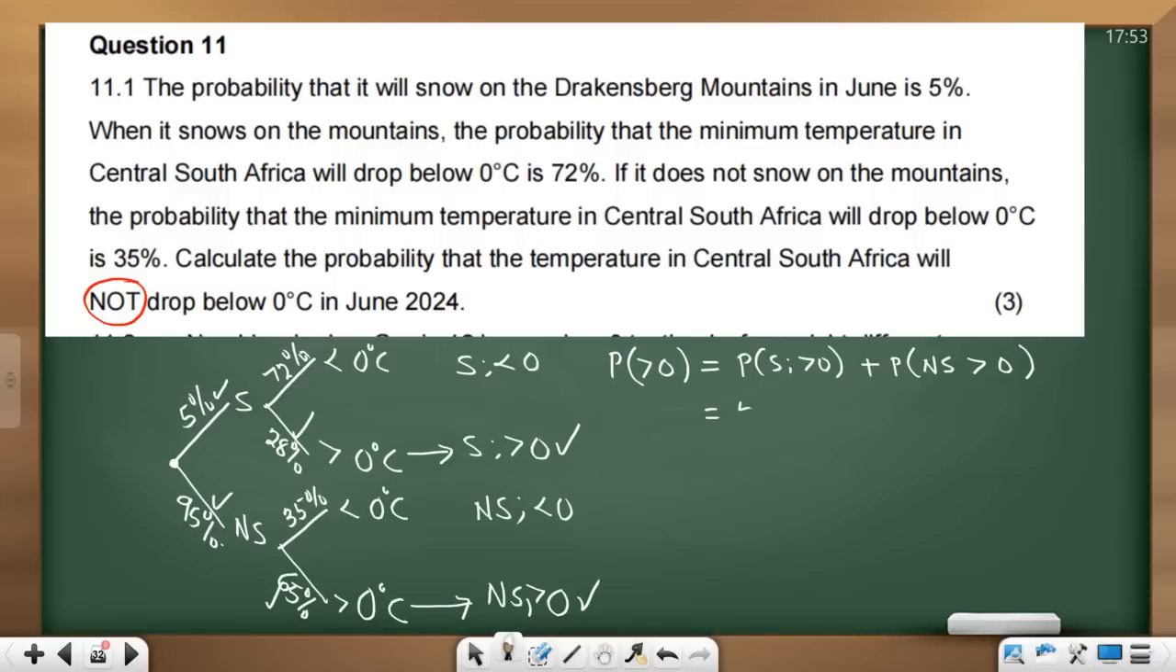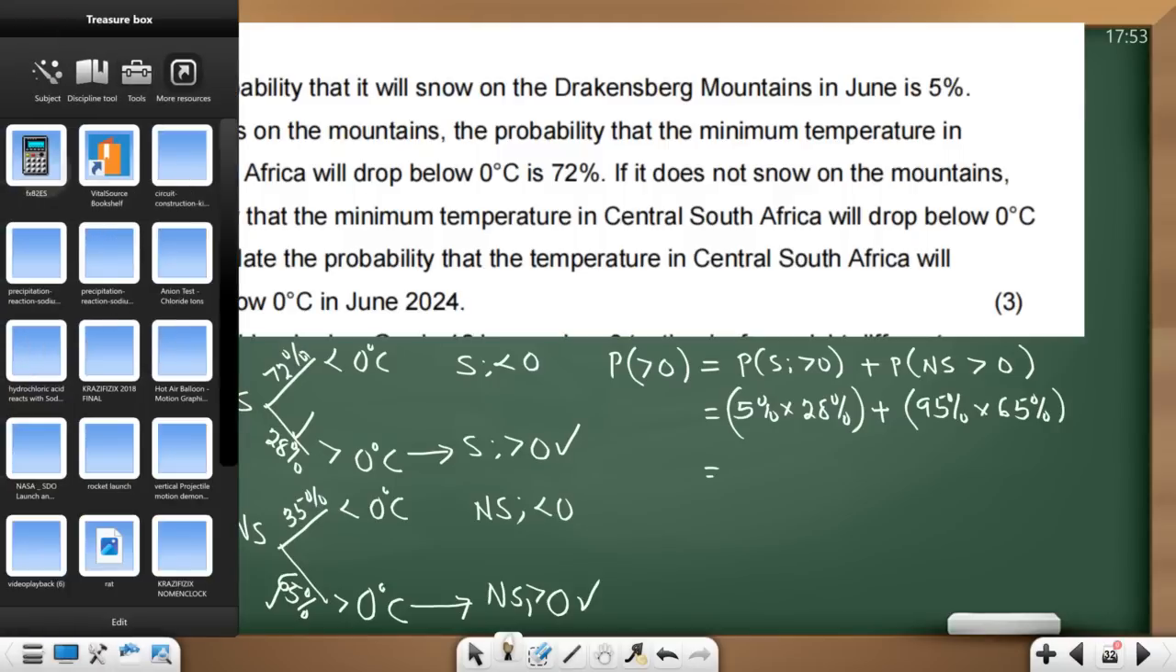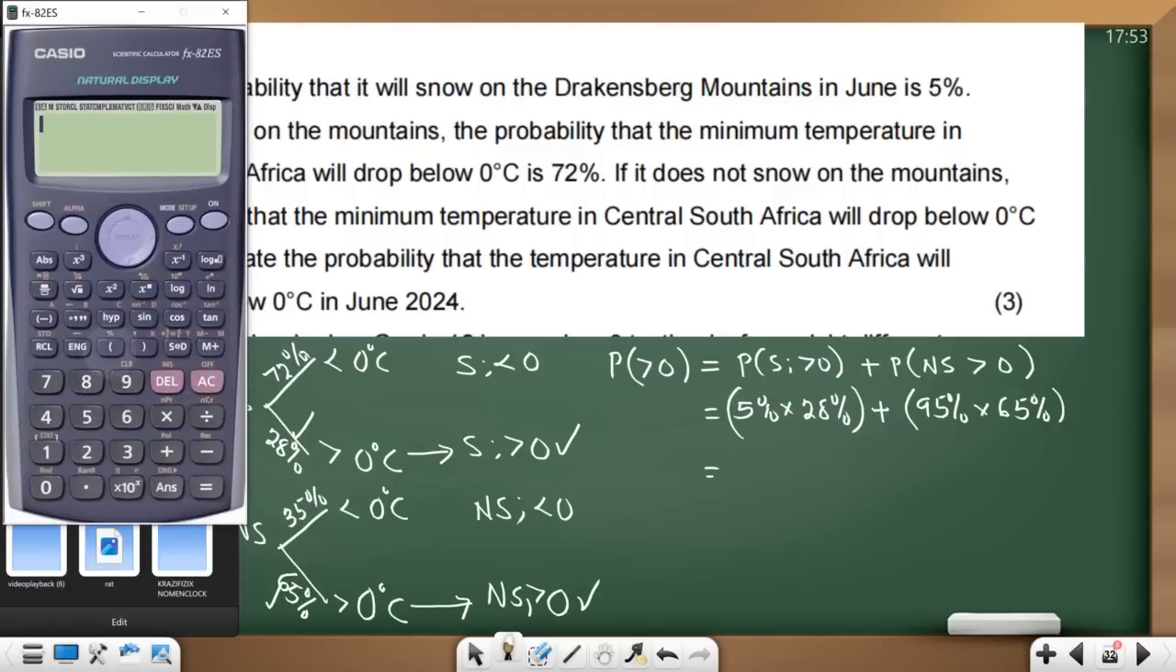We just multiply 5% times 28% plus 95% times 65%, and we are done with this question. All right, so create a bracket: 5% times 28% plus 95% times 65%. That is 0.63.